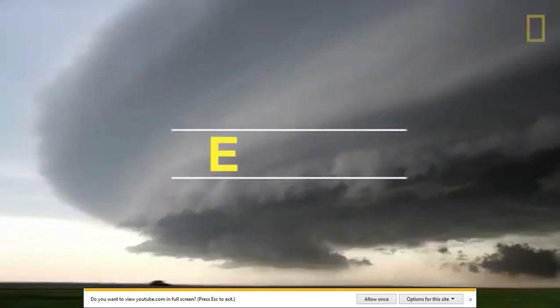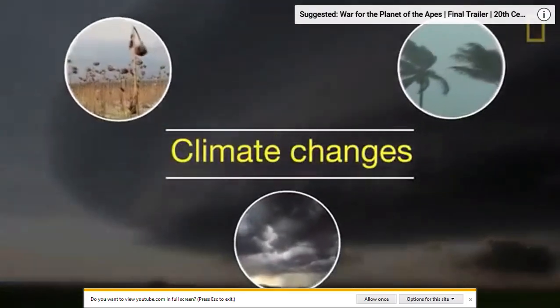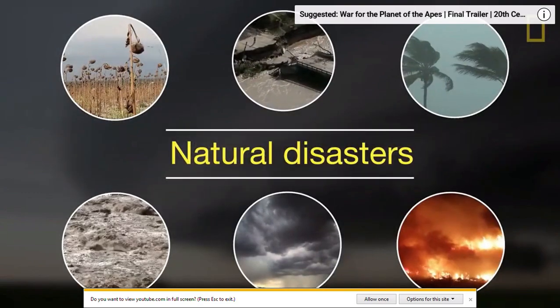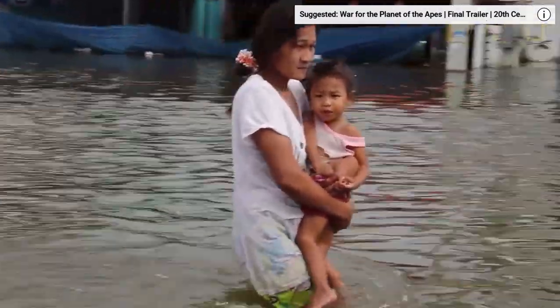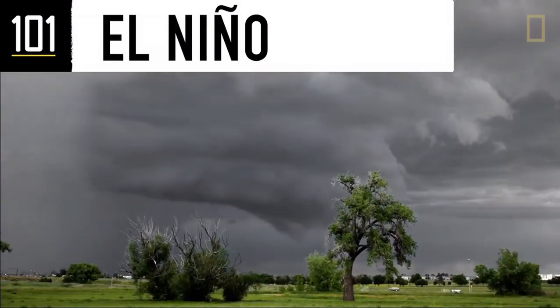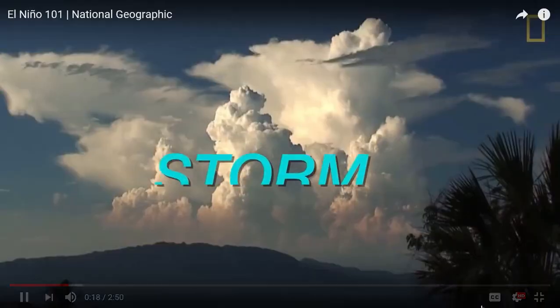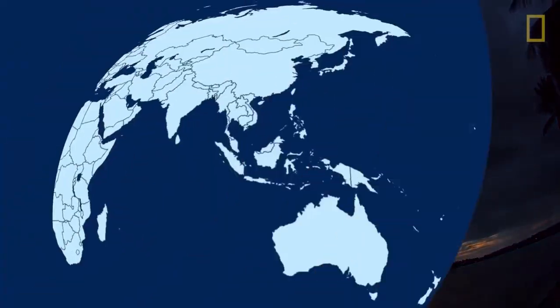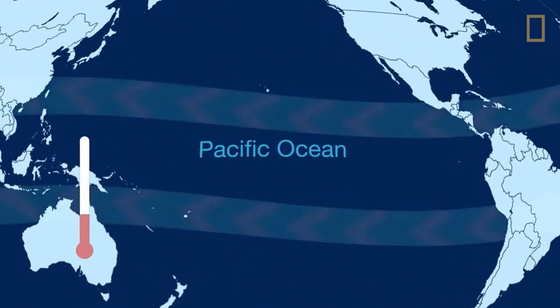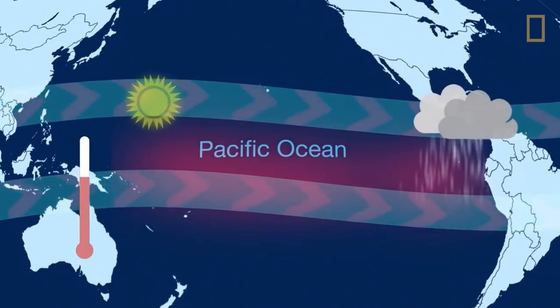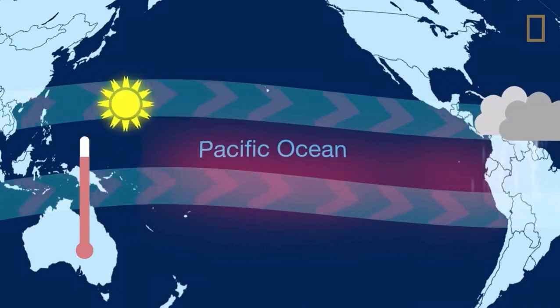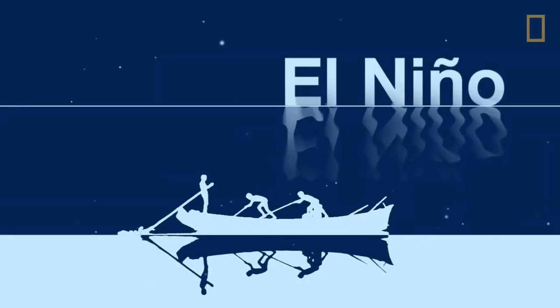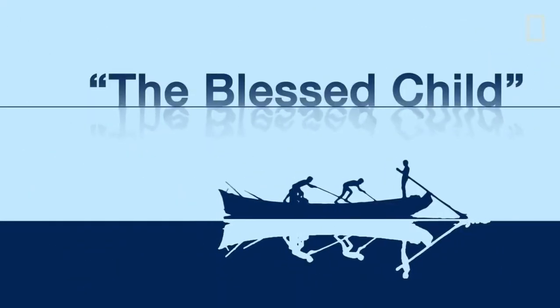A natural force of nature unlike any other. El Nino is capable of unleashing a fury of climate changes and natural disasters that span from Alaska all the way to South America and beyond. What causes El Nino, and how are we affected by it? El Nino is not a storm, but rather a weather phenomenon in the Pacific Ocean. During an El Nino, the surface water temperature warms up, leading to complex weather patterns. South American fishermen in the 19th century, describing warmer waters during Christmas time, coined the name El Nino, Spanish for the Blessed Child.